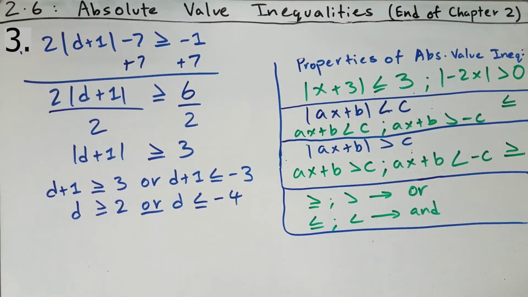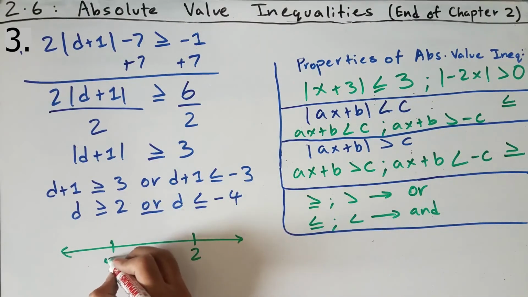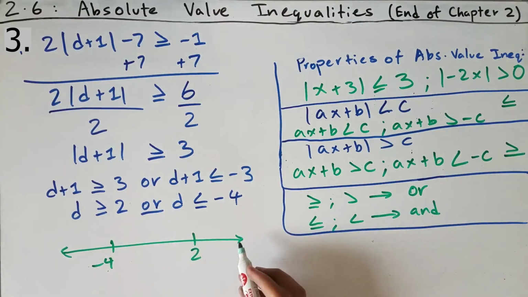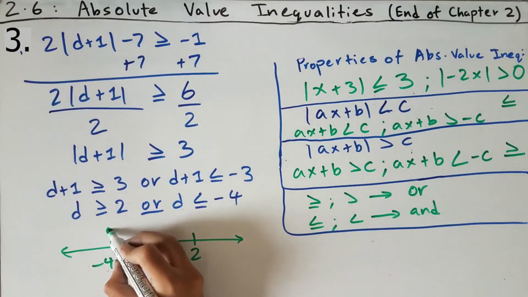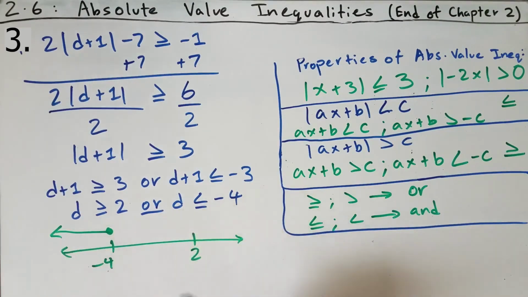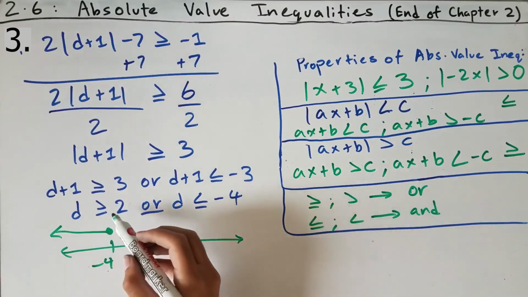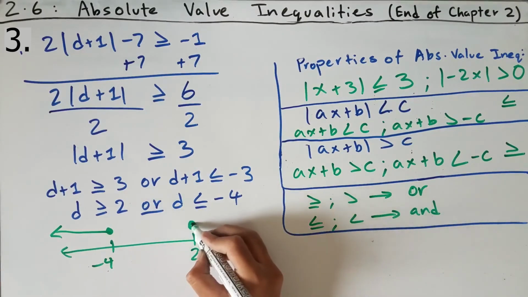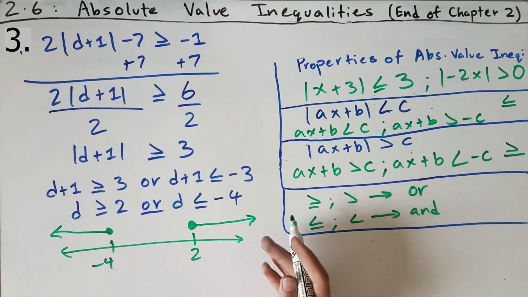Now let's graph it on a number line. I know that my two critical points in this inequality solution are positive 2 and negative 4. So I can mark them here. And then we're given that d is less than or equal to negative 4, so I can place a closed circle and extend it in the negative direction. And for d is greater than or equal to 2, I can place a closed circle again because there's an equal sign, and extend the ray in the positive direction.